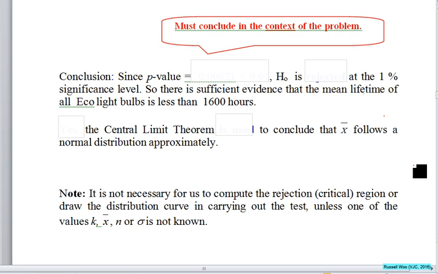Conclusion. Since the p-value is this, we say that it's smaller than 0.01, which is the level of significance. We say H0 is rejected at 1% level of significance. It's so rare that we don't think it's quite possible.